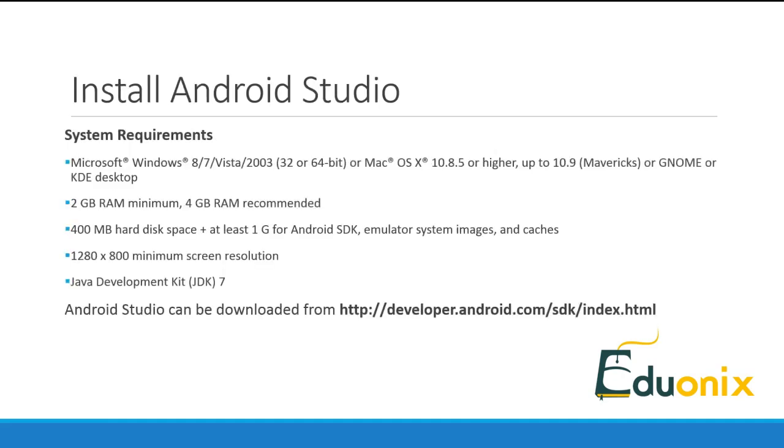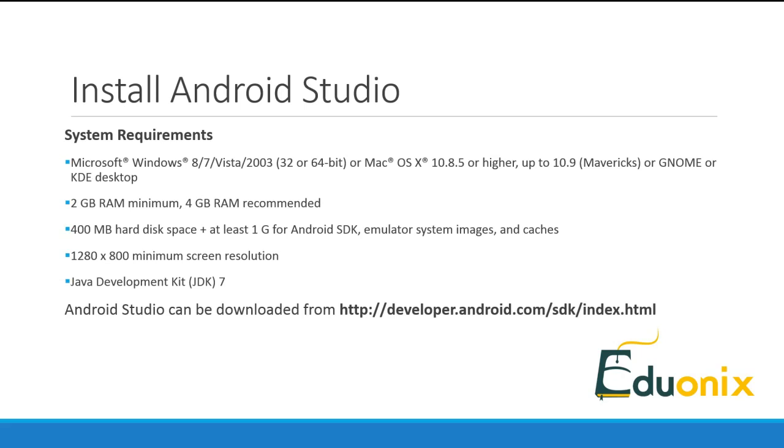In order to install Android Studio on your machine, you'll need to ensure that your system fulfills requirements for acceptable operating system, which are listed here, and that you have at least 2 GB of RAM, but at least 4 GB of RAM is recommended on your system. You'll also have to have at least 400 MB of space on your system hard disk, with another 1 GB of hard disk space for the Android SDK.